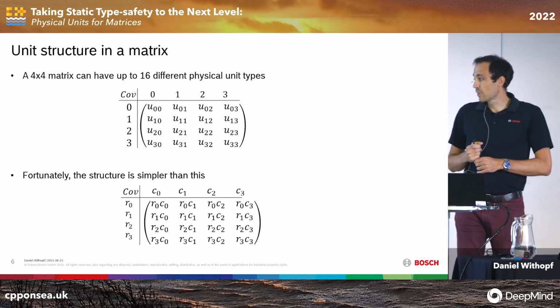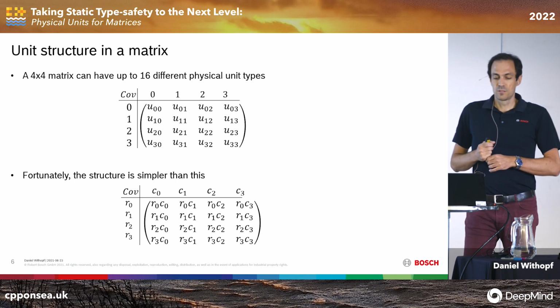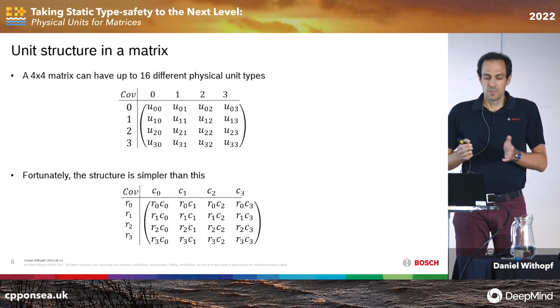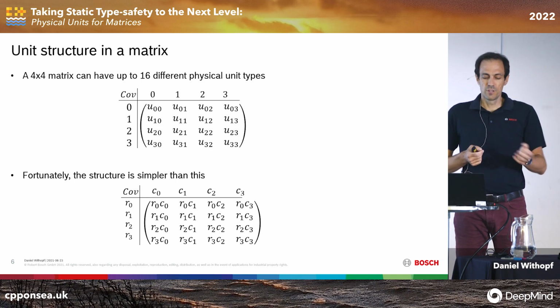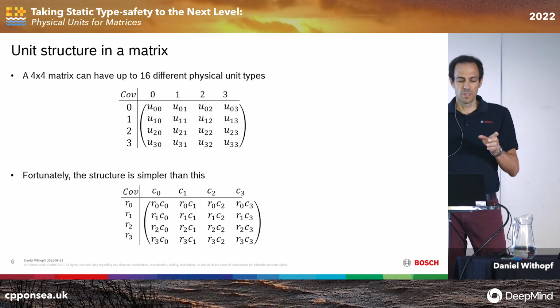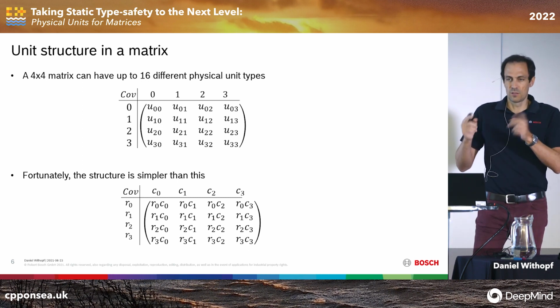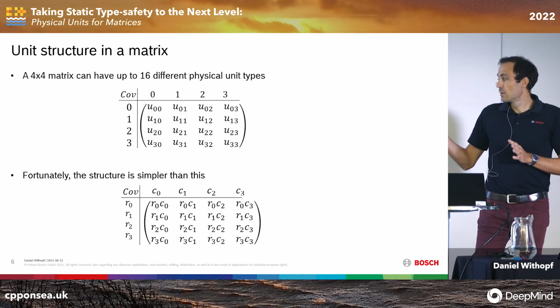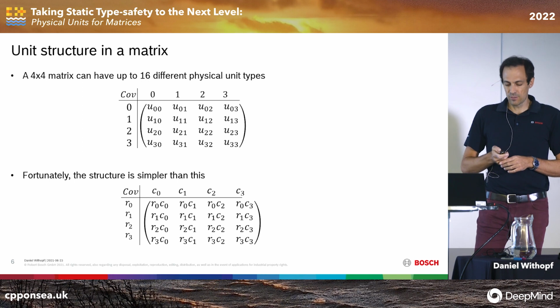Fortunately, the problem structure is a little bit simpler than this. So the units in the matrix are not completely independent, but the only independent parameters are the row units R and column unit C listed here. And then the individual units of an element are given by a combination of the row unit and the column unit. Can be a multiplication, division, we'll see later on. So we'll have a full taxonomy later on. In general, it's a combination of the two units, row and column unit.